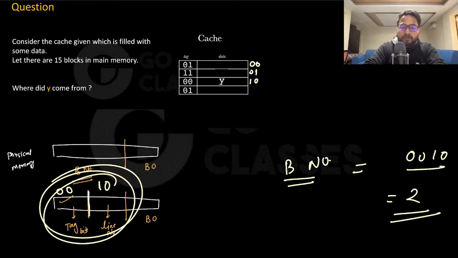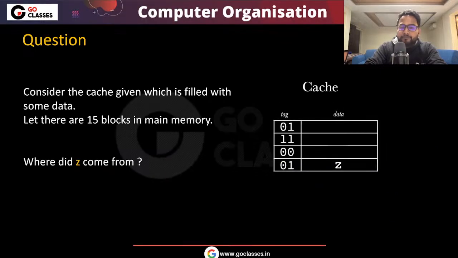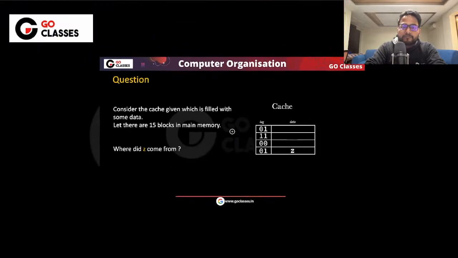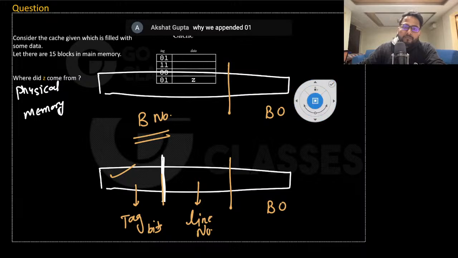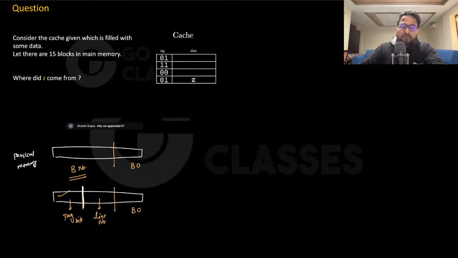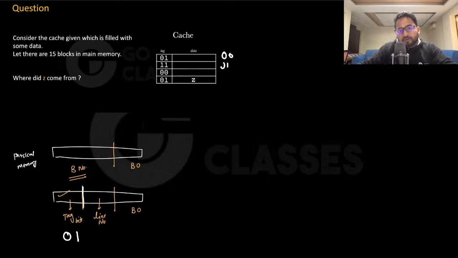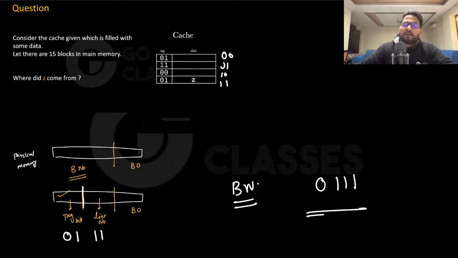Great. Now let's just move to the next slide. Okay. So now here you tell me what is the block number. Okay. If someone gives you the tag is 01, this is 01. Line number is 0001 10 and 11. Line number is 11. What is the block number? Block number you can immediately say 0111, which is actually 7. Right? Okay. Is this understood to everyone or not?